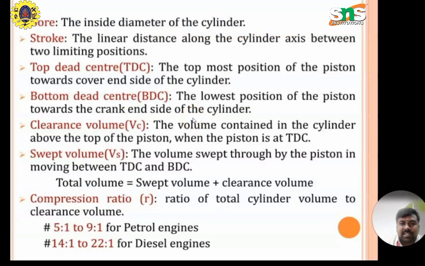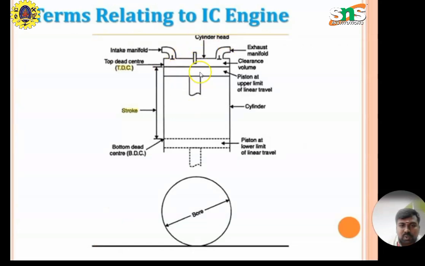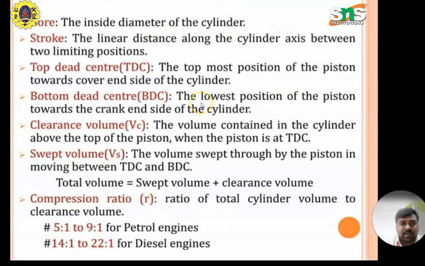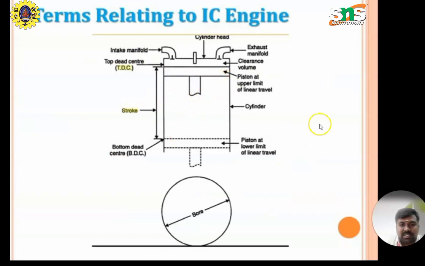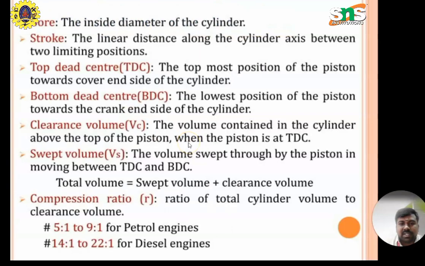Then top dead center, it is the topmost position of the piston towards the cover end side of the cylinder. Then bottom dead center, it is the lowest position of the piston towards the crank end side of the cylinder. Then clearance volume, the volume contained in the cylinder above the top of the piston when the piston is at TDC. Then swept volume, the volume swept through by a piston in moving from TDC to BDC.